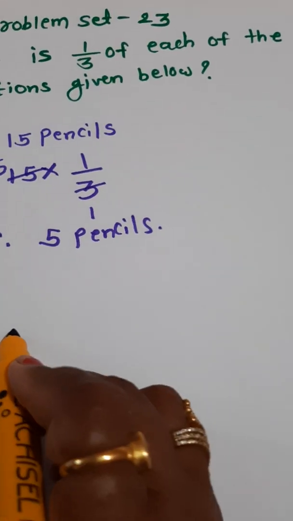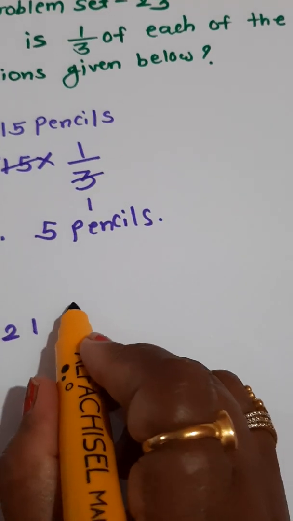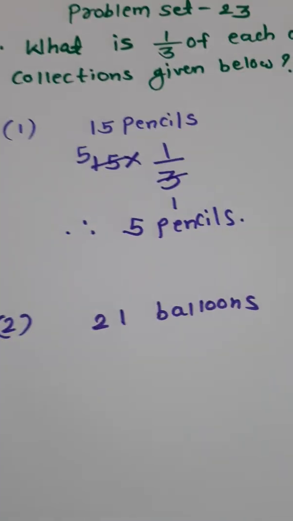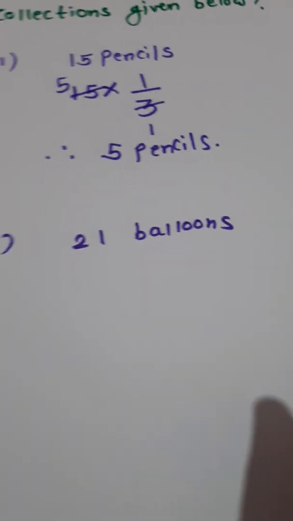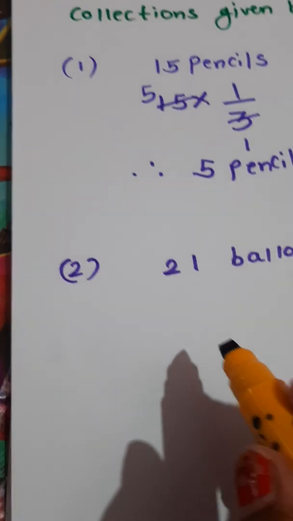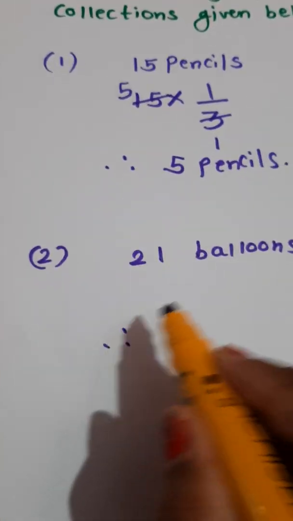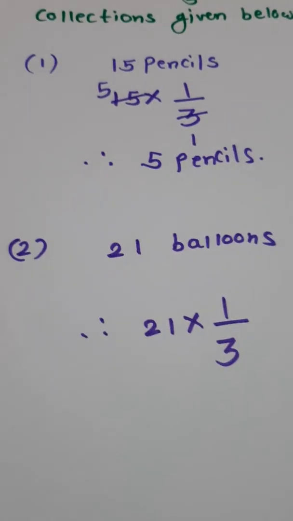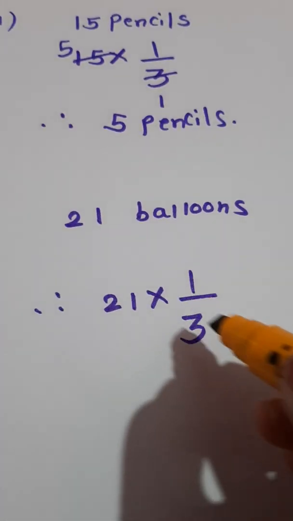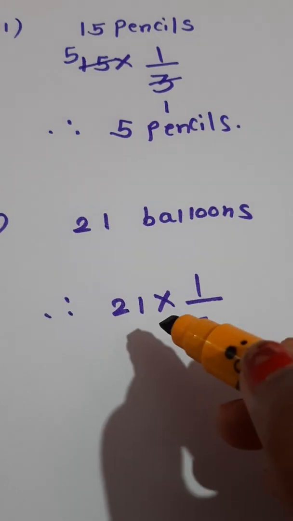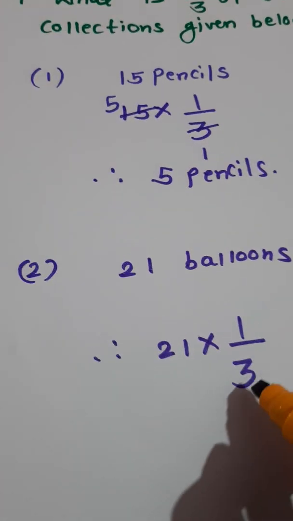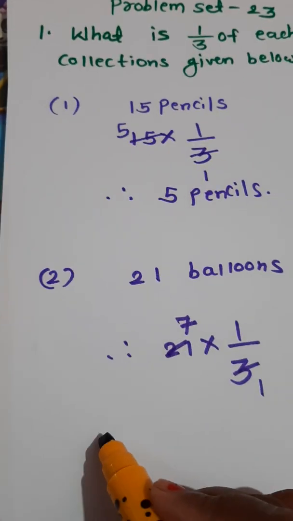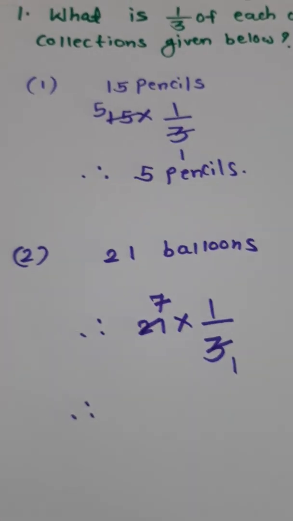Look at the second, 21 balloons. Now, how to find out 1/3 of 21 balloons? The same way, 21 into 1/3. Observe these two numbers, 21 and 3. You know 21 is present in 3's table. So 3 1s are 3, 3 7s are 21. So what is 1/3 of 21 balloons?